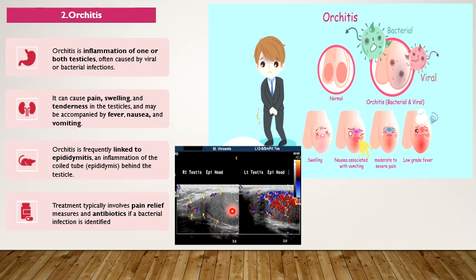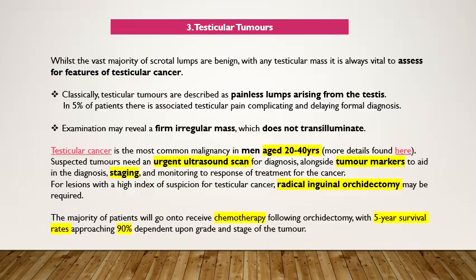Doppler shows increase in vascularity due to inflammation, acute inflammation. There is increased vascularity. In torsion, the ultrasound shows decreased vascularity, the ischemic testis. Here is a hyperemic testis here.